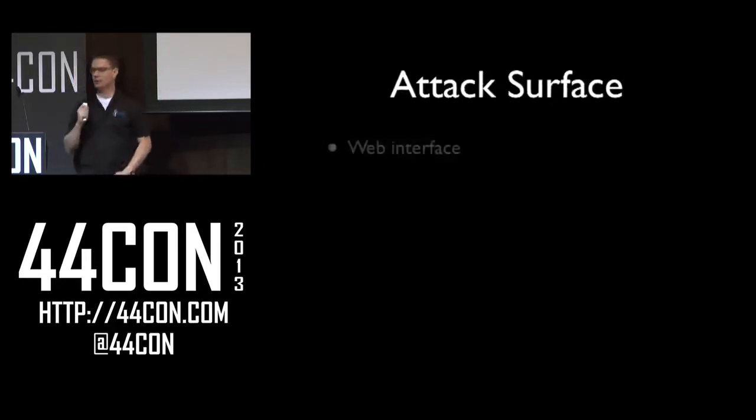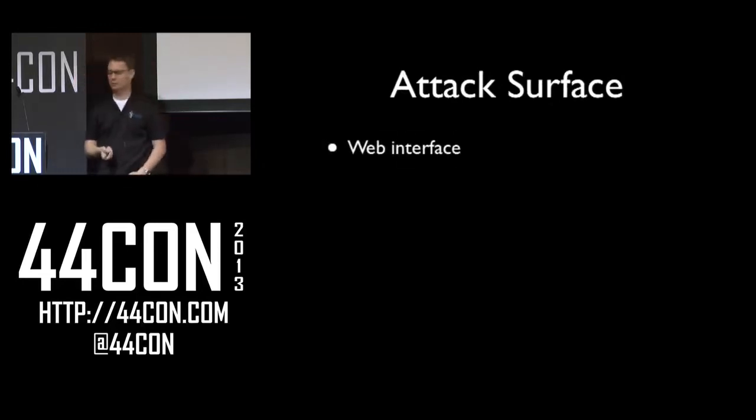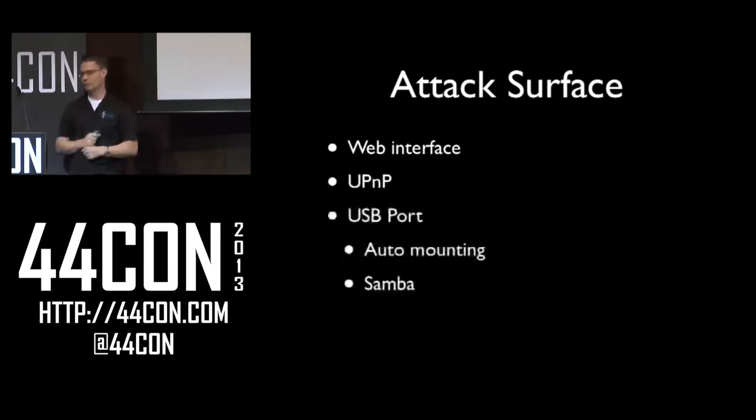So that said, the attack surface that I investigated included the web interface, which is arguably the most attractive attack surface in that it is the most user-facing and in many ways the most complex. I also investigated UPnP. There are actually two UPnP services running on this device. I investigated the USB port, and if I understand correctly, in a previous version of the Home Hub there was a vulnerability such that you could plug in a specially formatted USB drive and gain access that way.